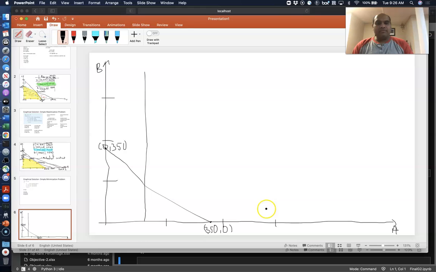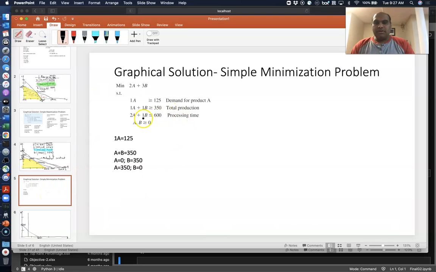So this is the feasible region for this straight line. With this straight line, this is our feasible region right here, so it's all of these numbers right here. Right? So let's look at the final constraint. The final constraint is 2A plus B is less than 630.